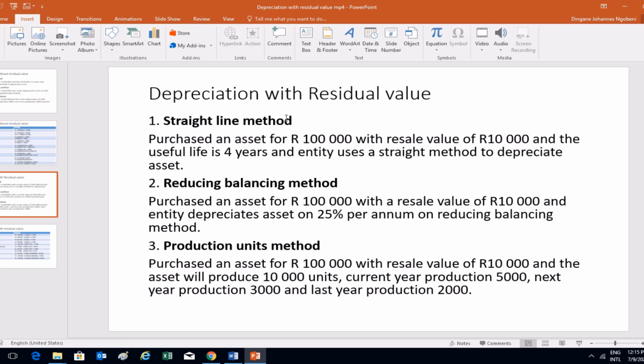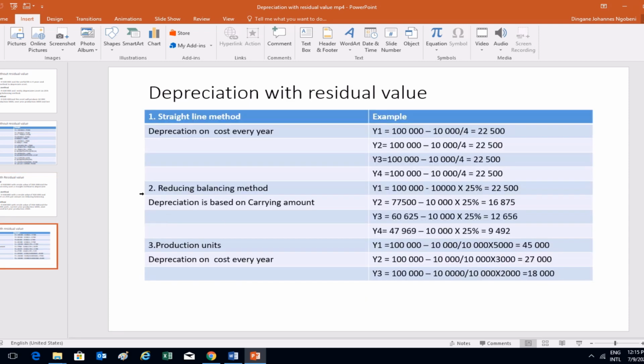Let's look at how we calculate depreciation. Straightforward, easy peasy. Depreciation is on cost. But remember now, we are not going to depreciate the whole cost because of the residual value. We need to calculate the depreciable amount. What is the depreciable amount? It is the amount that is allowed to be depreciated. Remember, residual value you can't depreciate because it's the value that you'll get at the end of useful life. So now we just say 100,000 minus what we can't depreciate. Then we'll get a depreciable amount of 90,000.